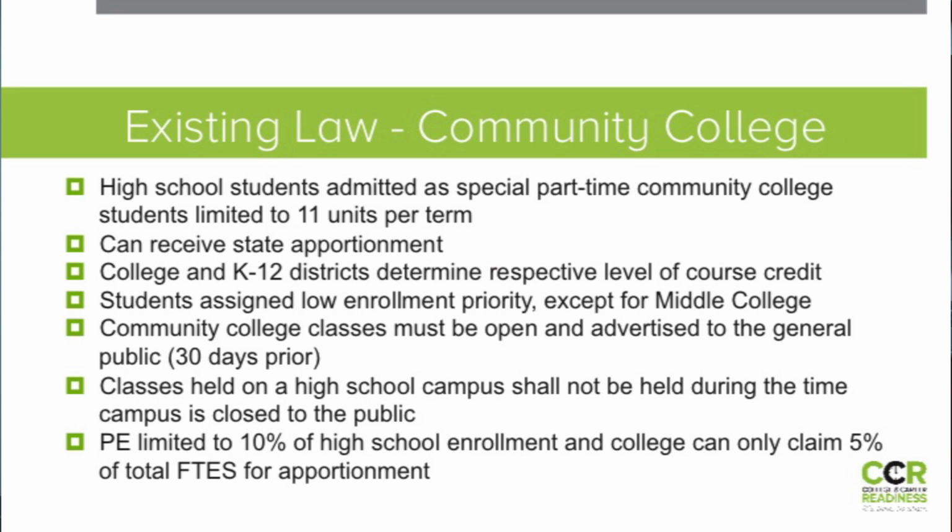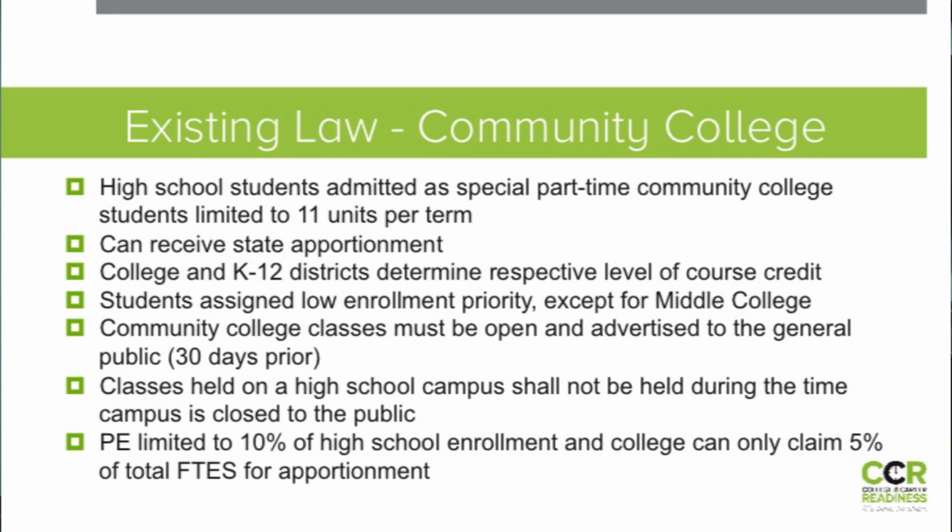So under existing law, college and K-12 districts can determine the level of course credit and what that looks like. What kinds of courses would be appropriate for high school students to take. Students are assigned low enrollment priority except those that are identified as middle college students. That's an exception in existing law based on the Middle College Initiative.